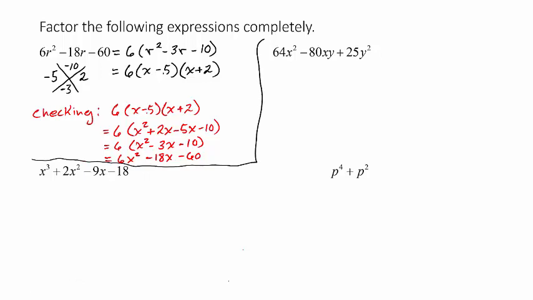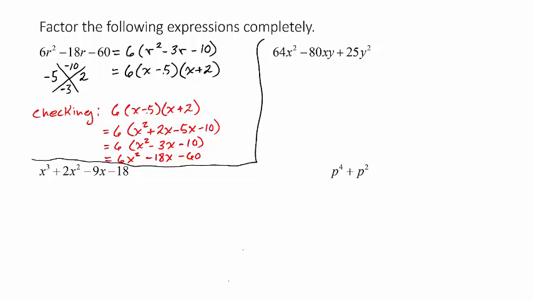64x squared minus 80xy plus 25y squared. So with all those big numbers, it's always good to look at whether or not you can factor out a GCF of some sort. So I'm looking at the smallest number, which is 25. That obviously doesn't divide 80 or 64. 5 is a factor of 25. It divides 80 but not 64. So I think we're done, right? And the variables, we don't have a variable that's common to all of the terms. There's no GCF that we can pull out.